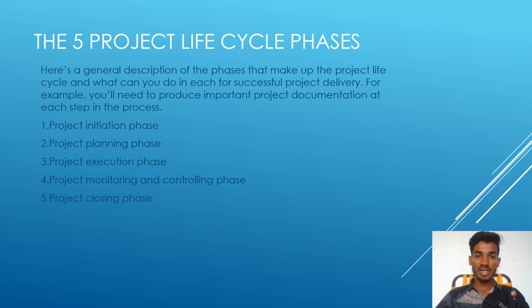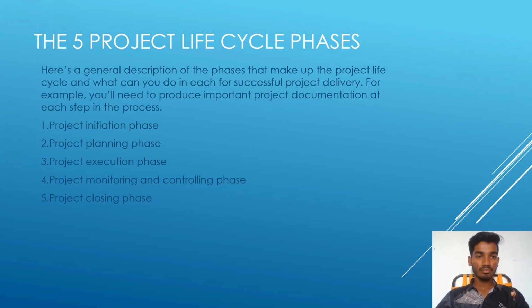Here is a general description of the phases that make up the project life cycle and what you can do in each for successful project delivery. For example, you will need to produce important project documents at each step in the process. First one is the project initiation phase, second one is the project planning phase, third one is the project execution phase, fourth one is the project monitoring and controlling phase, and last one is the project closing phase.